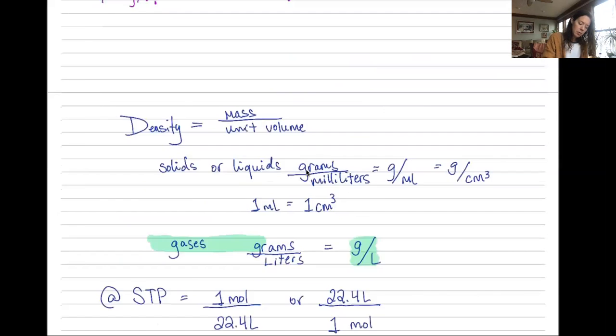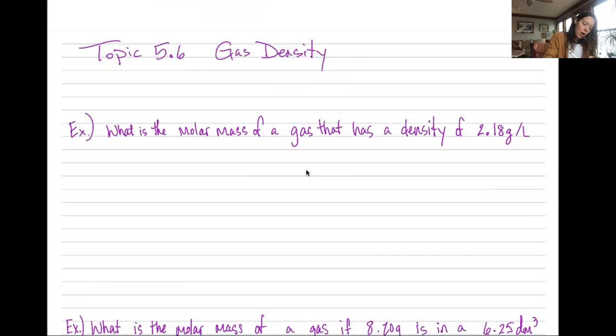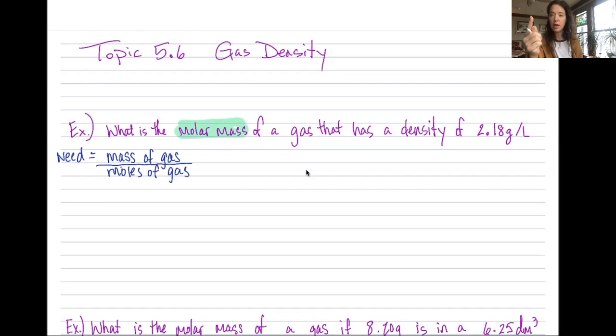Okay, let's look at our problem. So it says, what is the molar mass? So what we need in order to get the molar mass is to get the mass of the gas, and we need to divide it by the moles of the gas. So in order to solve this problem, I know that I need the mass of the gas and I need the moles of the gas.